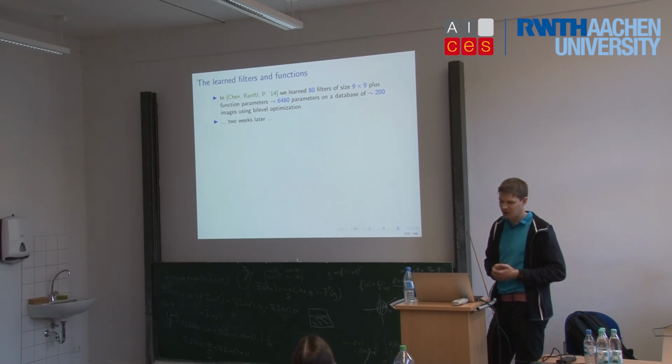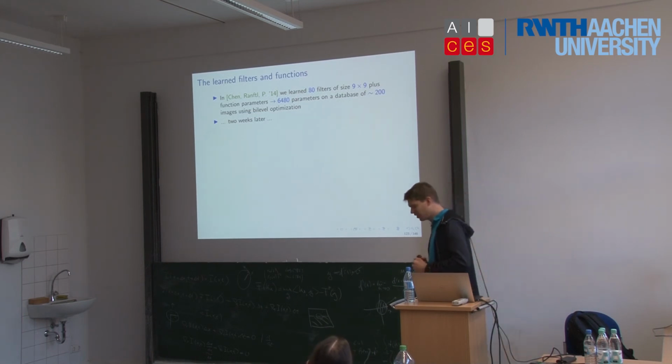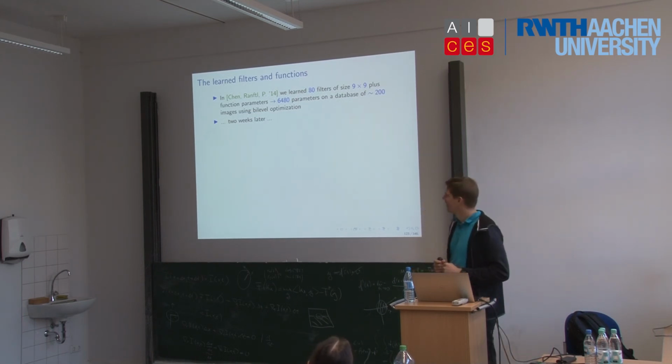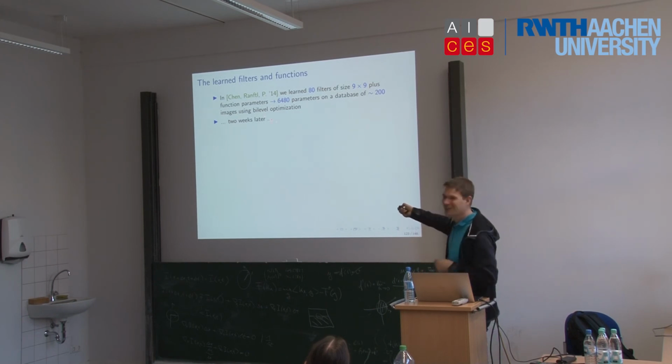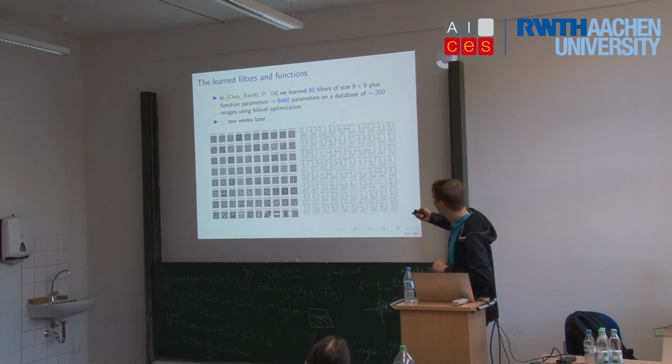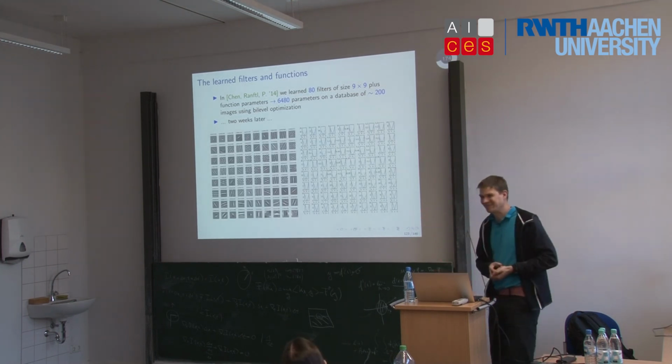So this is mainly work done by my former PhD student, Yunjin Chen. And I was pushing him to make larger and larger experiments, and the biggest experiment he did was to learn 80 filters, each of size 9 times 9, plus these two function parameters. In total it was 6,500 parameters. And this took, in his MATLAB implementation, 2 weeks, and this is what he then found.